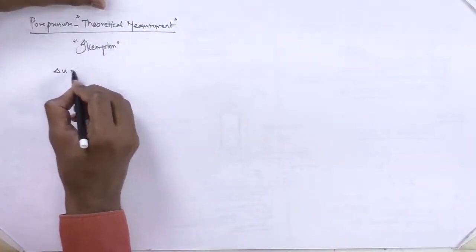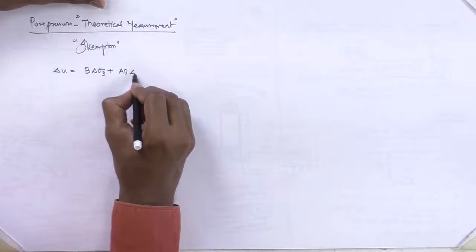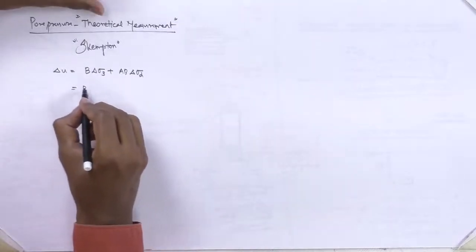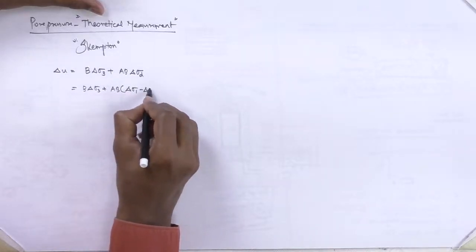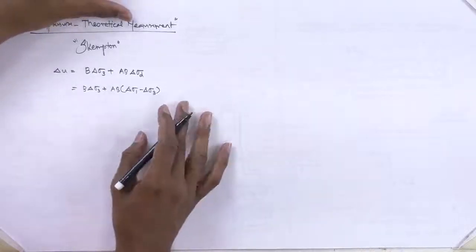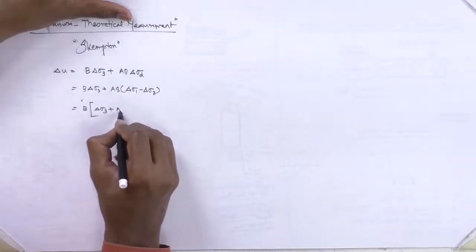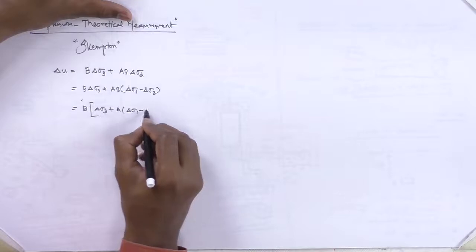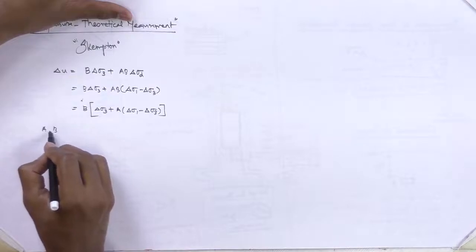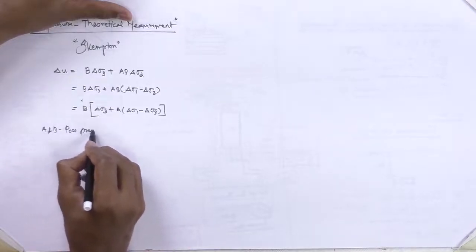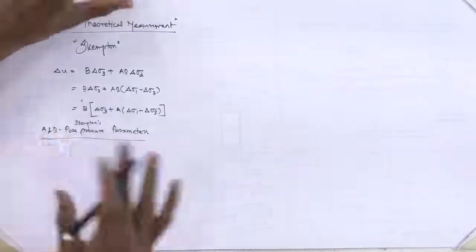So del u is going to be the value of B times del sigma 3 plus AB times del sigma d. B is okay as it is, and del sigma d is del sigma 1 minus del sigma 3. So B can be taken outside, plus A into (del sigma 1 minus del sigma 3) will be the remaining factors. Here A and B are the pore pressure parameters given by Skempton, also known as Skempton's pore pressure parameters.